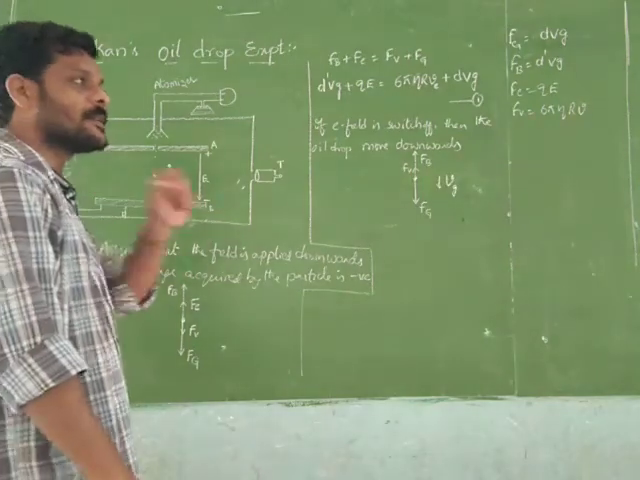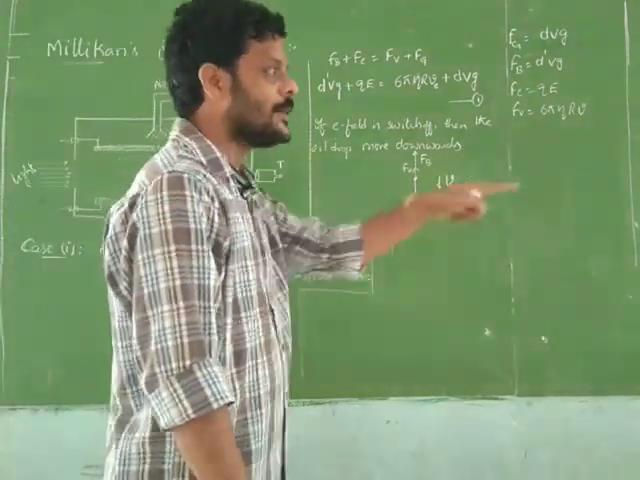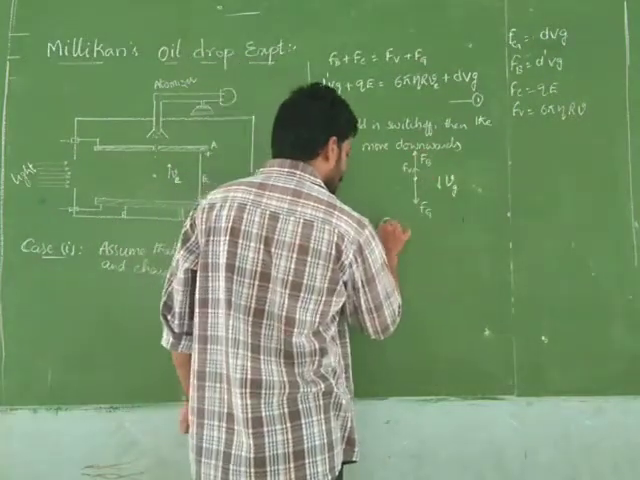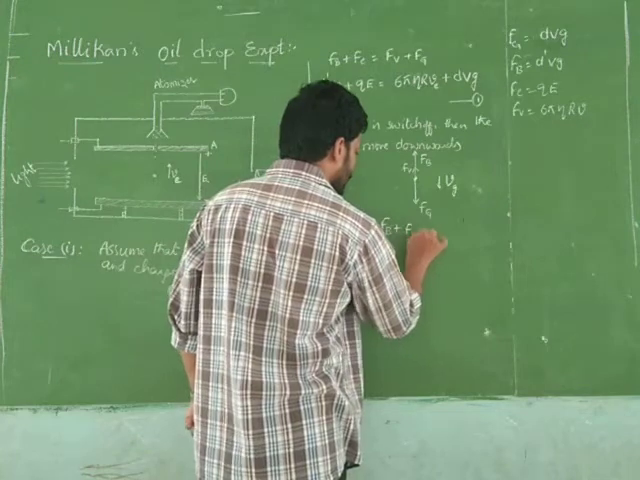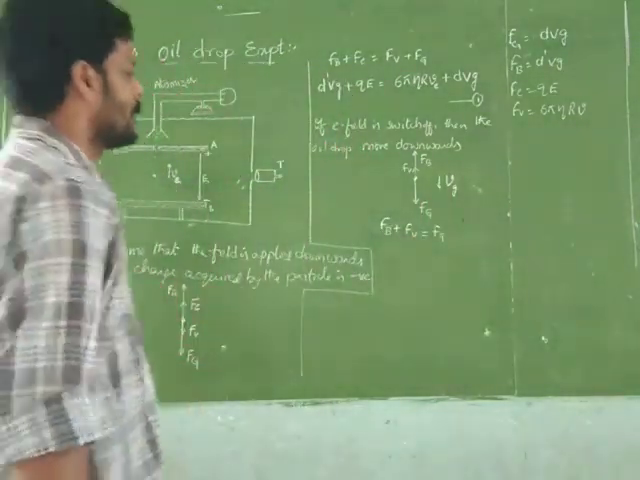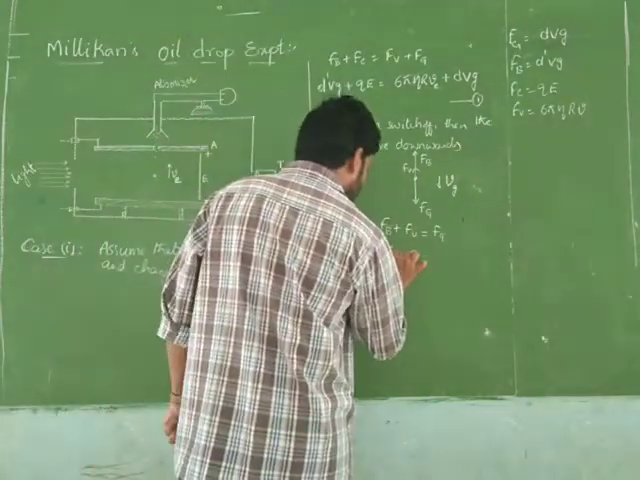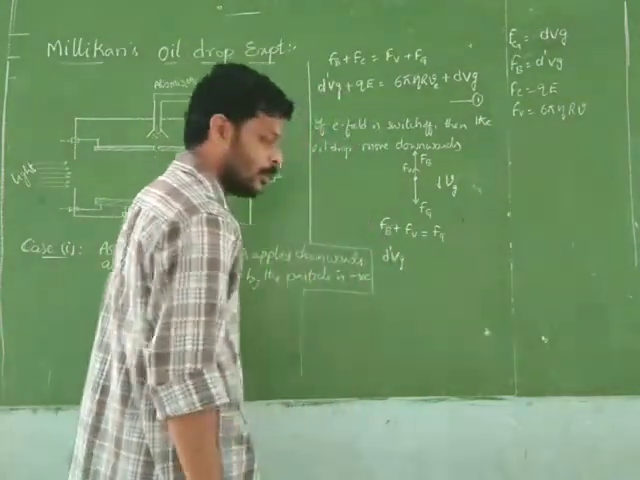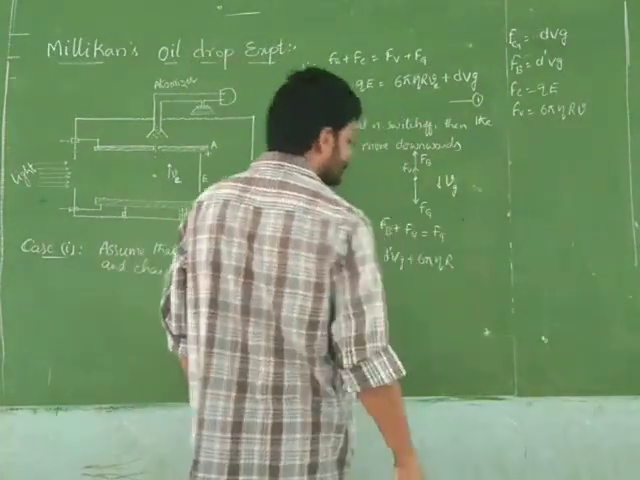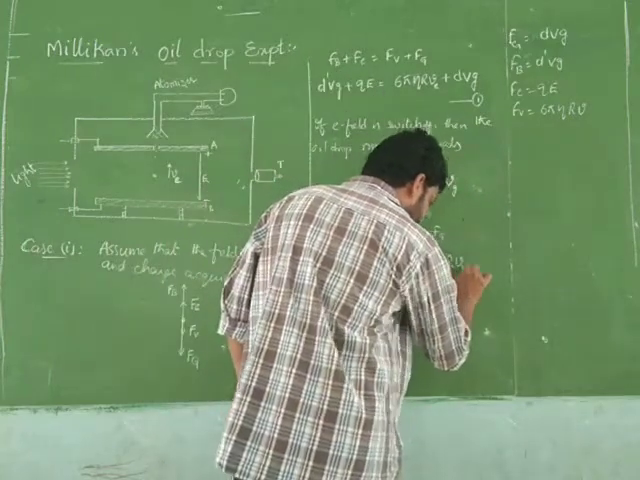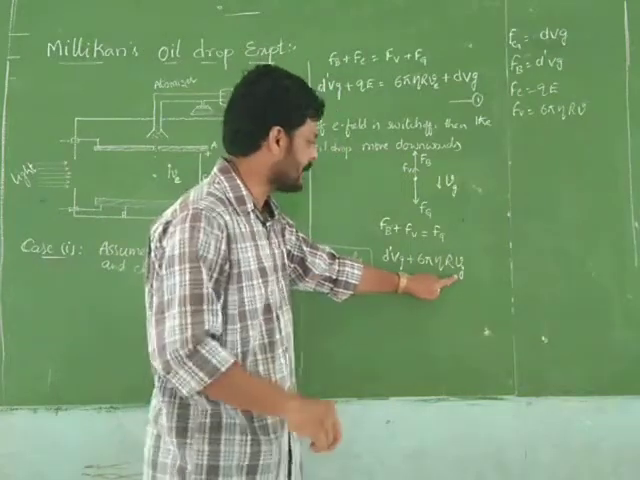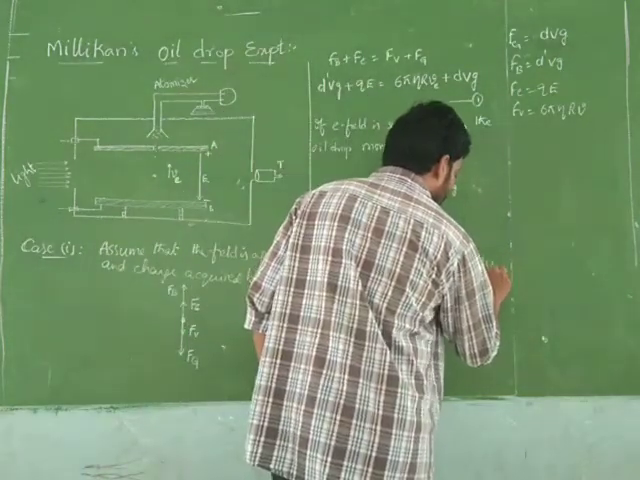Again, terminal velocity means constant velocity, that is acceleration 0, that is net force 0. So I have to equate these forces. Fb plus Fv is equal to Fg. What is Fb, Fg? Okay. So d prime Vg, where V is the volume. Next, 6 pi eta r Vg, where Vg is the terminal velocity of the particle due to gravity, is equal to dVg.